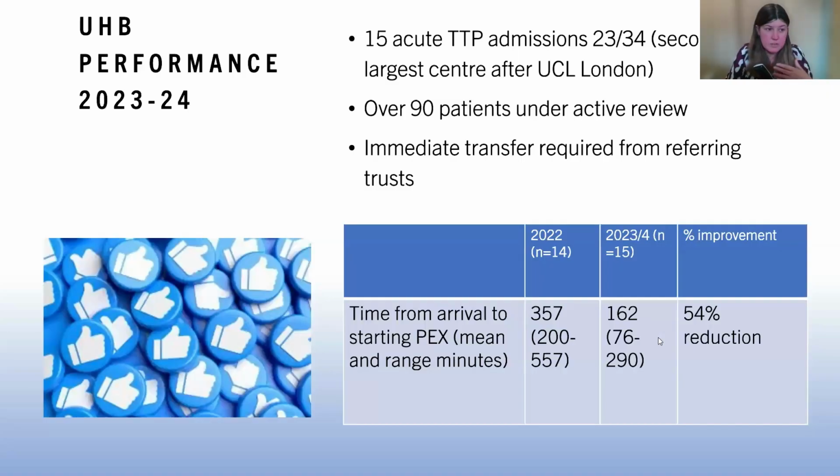So this is just looking at our individual hospital's performance. If we look at the 2023 to 2024 year, our centre had 15 acute admissions. This was both pregnant and non-pregnant, so all TTP patients. And we have about 100 patients who we have under follow-up who've had previous TTP. And if we look at the time from arrival to starting plasma exchange, over time that has reduced. It's still not perfect, and we're still trying to get that better. But we normally get plasma exchange started fairly promptly now after somebody arrives in the trust.